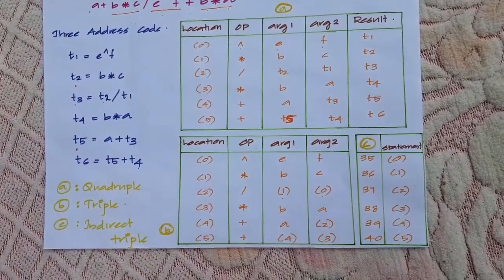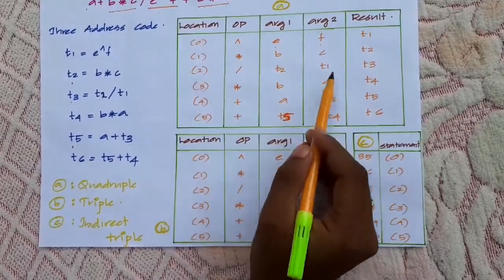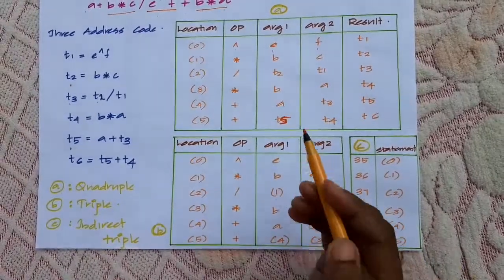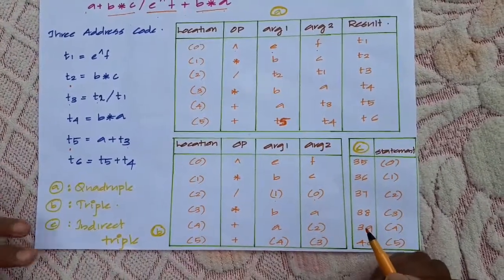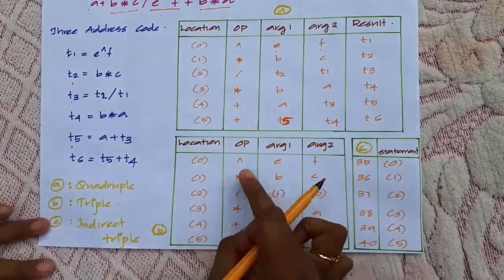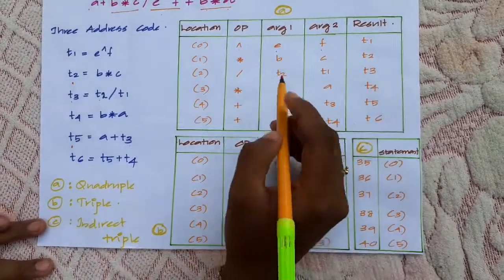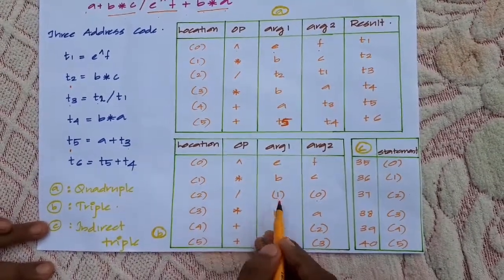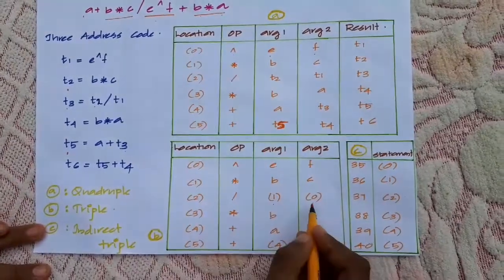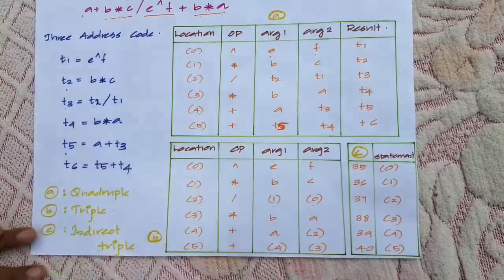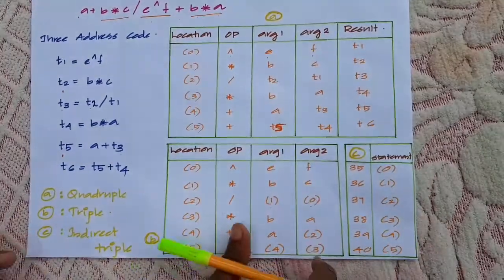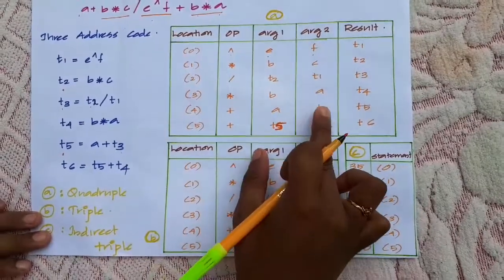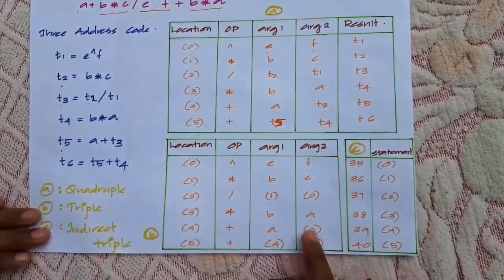In the case of triple, instead of T2, T1, T3, T5 and T4, we write the locations, that is, we use those other representations. For example, the first row and second row will be similar in the case of triples. In the third row, T2 is in location 1, so we write 1 instead of T2, and T1 is in location 0, so we use 0 instead of T1. The result column is fully avoided. The fourth row is similar, and in the fifth row T3 is in location 2, so 2 is written here.